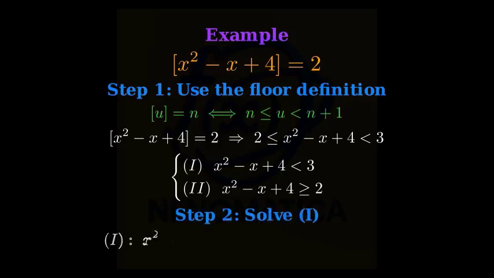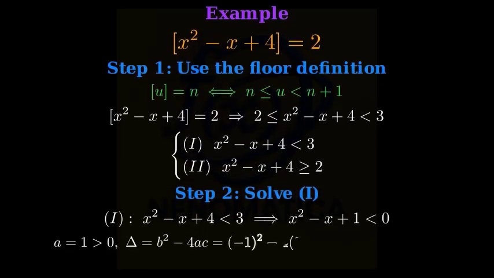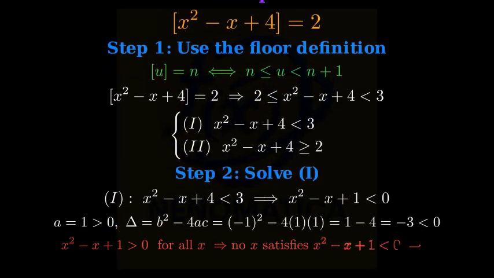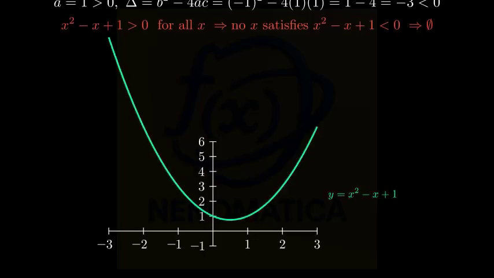Step 2, solve part 1. x squared minus x plus 4 less than 3 simplifies to x squared minus x plus 1 less than 0. Consider the quadratic x squared minus x plus 1. Its leading coefficient equals 1, which is positive, and its discriminant is b squared minus 4ac equals 1 minus 4 equals negative 3, which is less than 0. Because a is positive and the discriminant is negative, the quadratic is always positive. That means x squared minus x plus 1 can never be less than 0. Therefore, part 1 has no solutions.